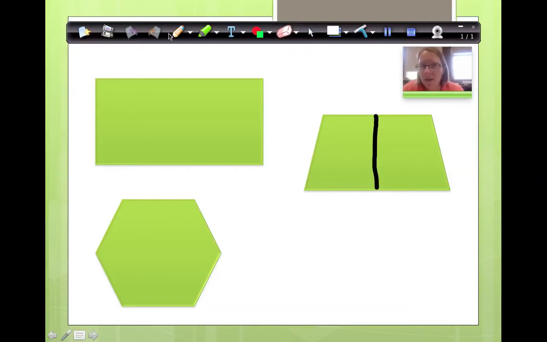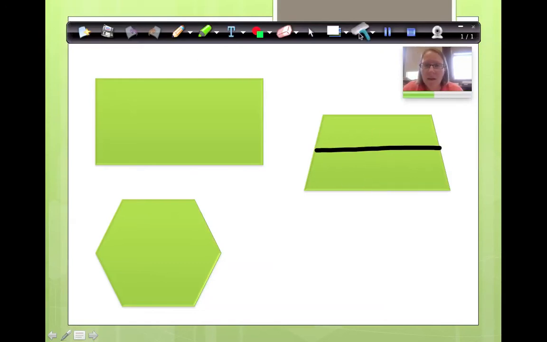Now, can I make a different one? What if I cut it in a different direction? What if I cut it this way? Do I still have two trapezoids? I do, don't I? I still have 1 set of parallel lines right here. 1 set of parallel lines. And I have 2 trapezoids.